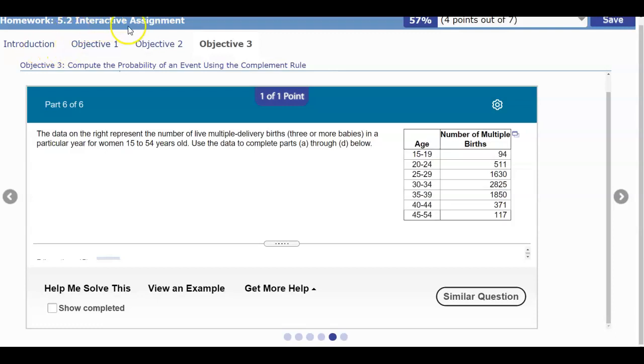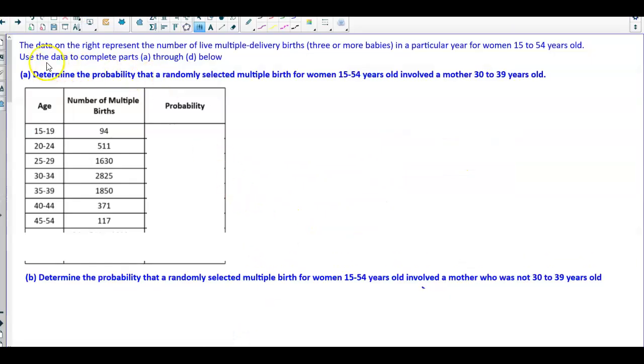Section 5.2 Interactive Assignment Objective 3. The data on the right represent the number of live multiple delivery births, 3 or more babies, in a particular year for women 15 to 54 years old. We're going to use the data to complete parts A through D below. So I'm going to go ahead and open this up. So I've copied this table.